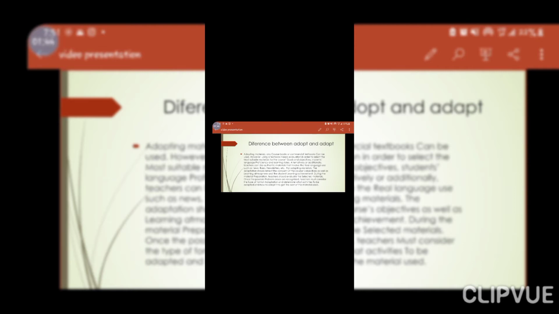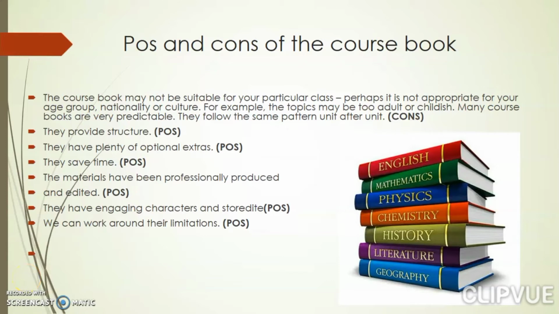that they should cover. Okay, now I'm going to talk about the pros and cons of the course book, and I'm going to start with the cons. In this case, the course book may not be suitable for your particular class. Perhaps it is not appropriate for your age group, nationality, or culture. For example, the topics may be too adult or childish.